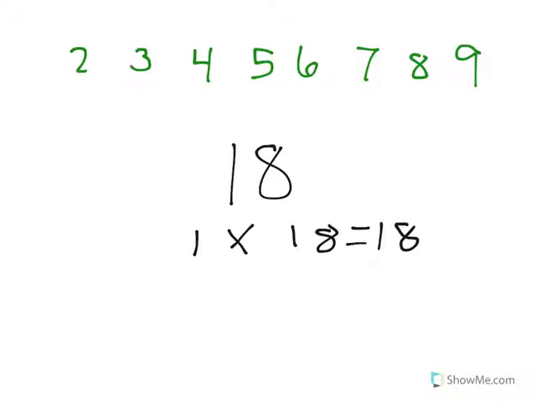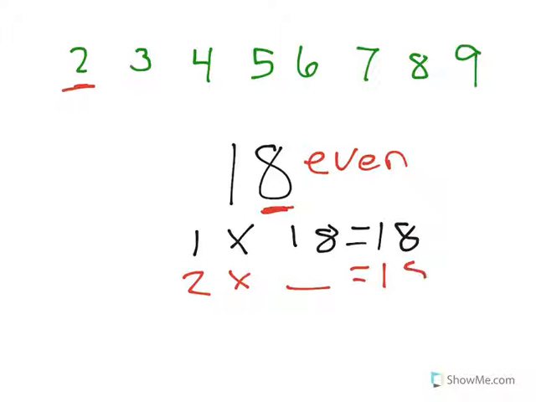Okay, so I'm going to look in the ones place. What kind of number is 8? That is correct. It is an even number. Okay, so if it is even, I know 2 will work. So 2 times something equals 18. There are many ways that we could use this. How about skip counting?